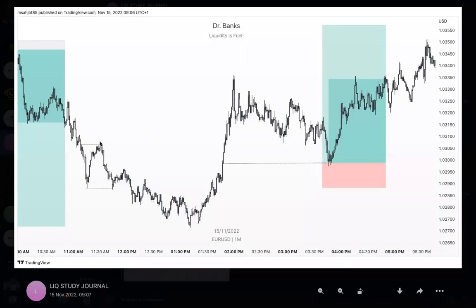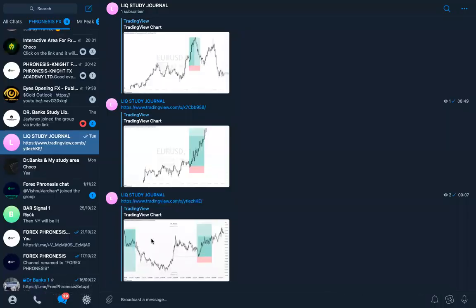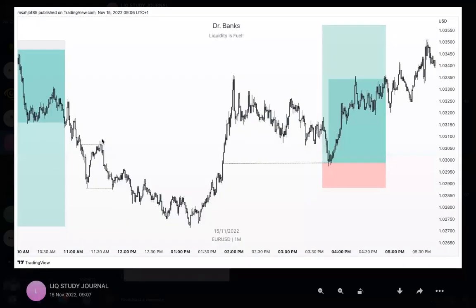Okay, so this is our dealing range. From this low to this high is our dealing range. So we are concerned about the price action inside of this range. Okay, so this was my first point.